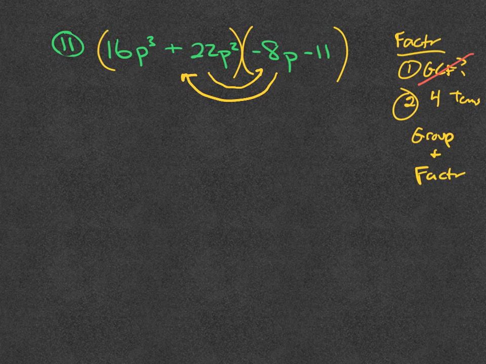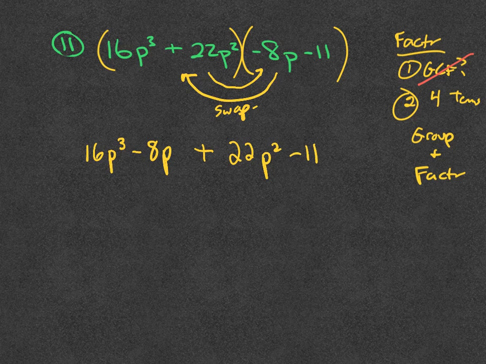So the 22 we're going to put with the 11, the negative 8 we're going to put with the 16. Make sure when you do this that the signs stay. So the 8 is still going to be negative. The 22 is still going to be positive. And again, the reason that we did that is because there was no common factor in the second pairing. But if we group them the way that we've rewritten them, the first pair, 16 and 8, have a common factor of 8, so you can take that out.